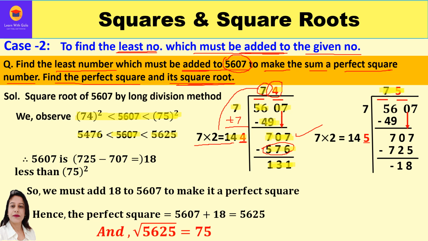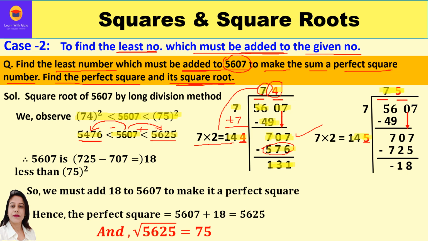So basically from 5607 we subtracted some number to get 5476. Now to get another perfect square number, we have to add some number, right? Now how to find that number? So we shall do the long division process, but with the next square number. So instead of 4, now we will take 5.